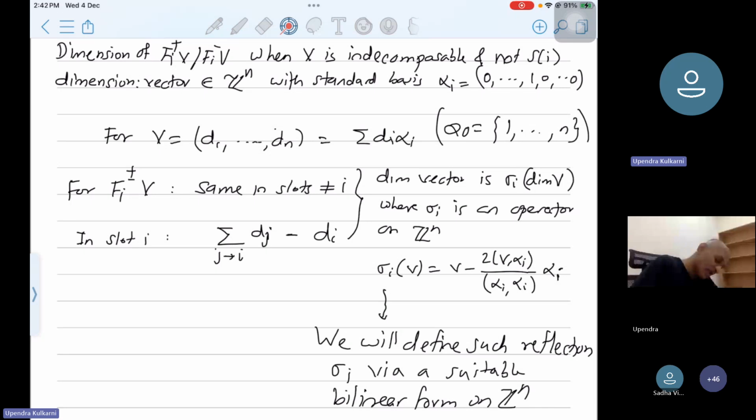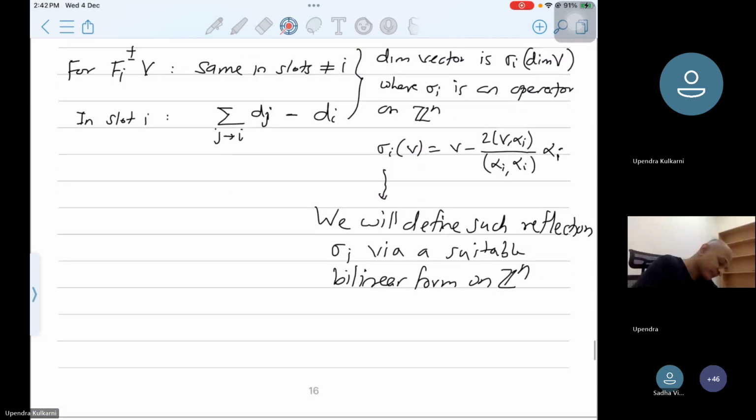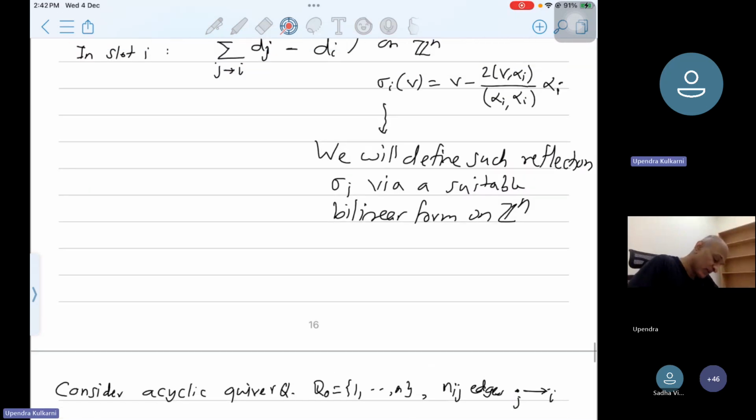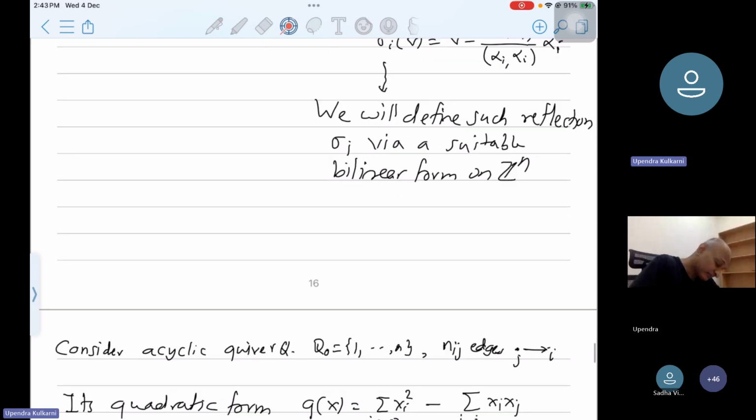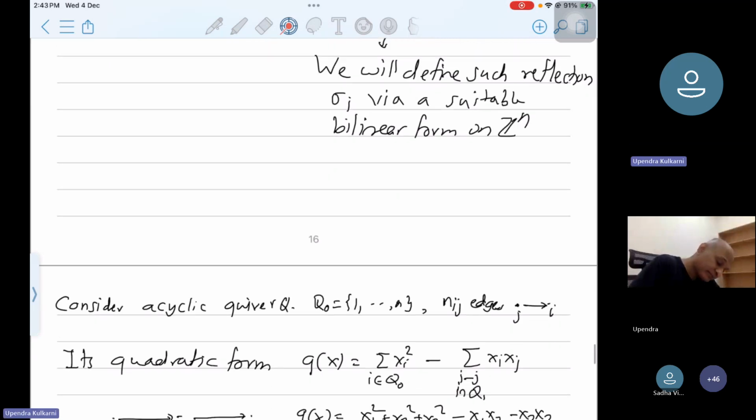Okay. So now, until now there was no restriction on the quiver. Now I'm going to take an acyclic quiver simply because then I do not have to worry about whether I will be able to apply reflection functors or not. I will always be able to find a source or a sink.